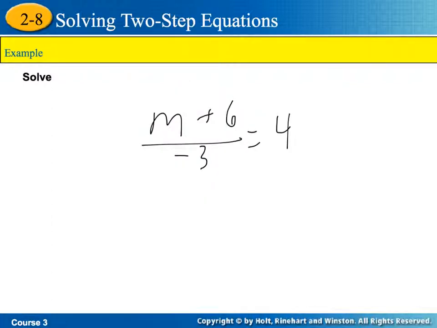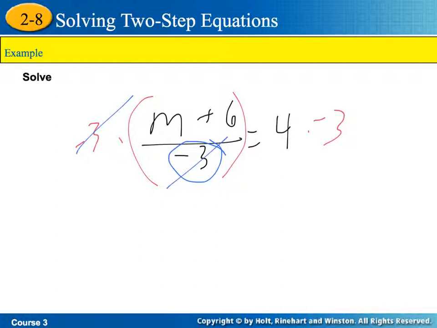Here's the next one. Pause now. Give this one a shot. All right. How do you get rid of that negative 3? That's the first thing we get rid of. Multiply by negative 3. Why do I multiply? Because it's being divided. Inverse operations get rid of it. So you get m plus 6 is equal to negative 12. Don't ever forget, positive times a negative is a negative.